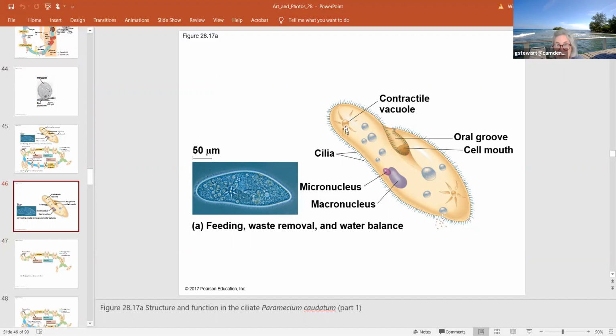And then they have these little water contractile vacuoles, which you might remember if you think all the way back to the osmosis chapter, which I think was chapter 7.